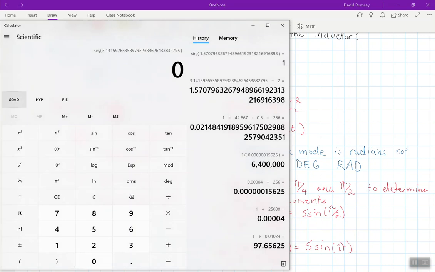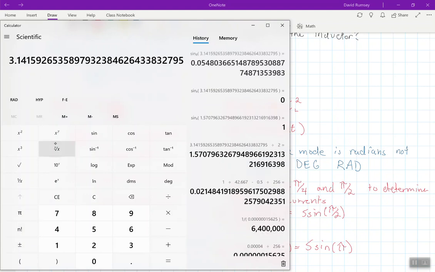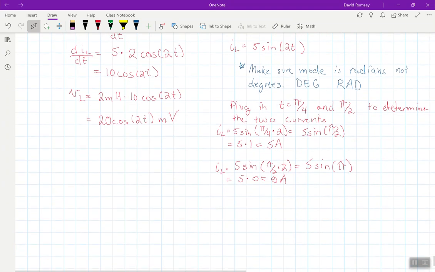So the reason it's important that you're in the right mode here is if I do, for instance, pi and the sine of that, which we know is 0, but if I do it and I'm not in the right mode, it doesn't give me 0. It gives me 0.0548 because it's not looking at that as radians, it's looking at it as 3.14 degrees. So that's why you need to make sure you're in the correct mode for your computations.